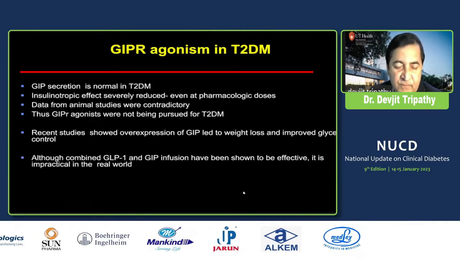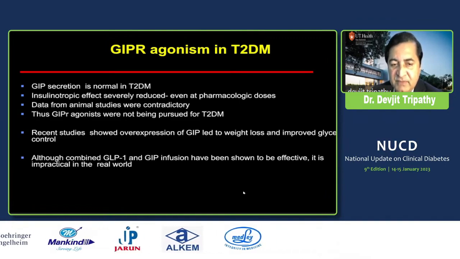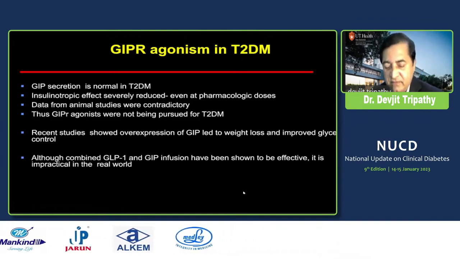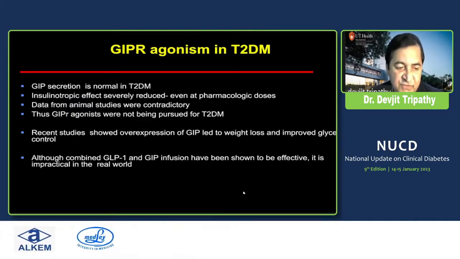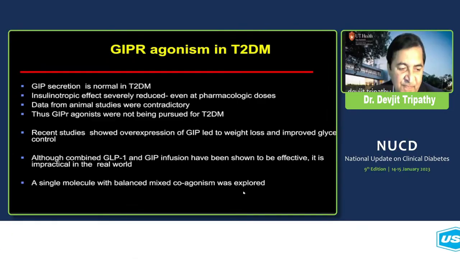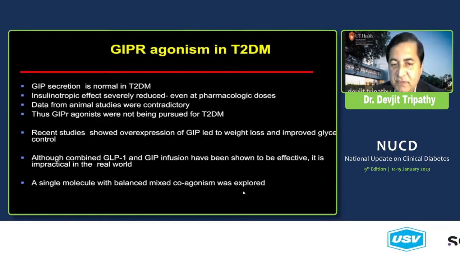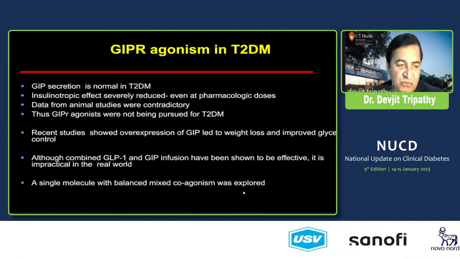And if you infuse combined GLP and GIP to patients with type 2 diabetes, it's shown to be an additive effect in terms of insulin secretion, but not on weight loss, just insulin secretion. However, it's not practical. You cannot give two separate infusions or injections of GLP and GIP. So the possibility of a single molecule, which is both GIP and GLP, was being explored.